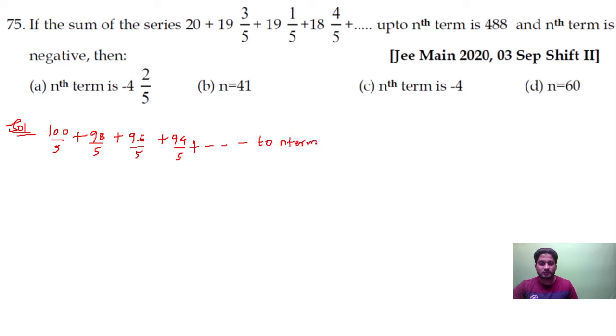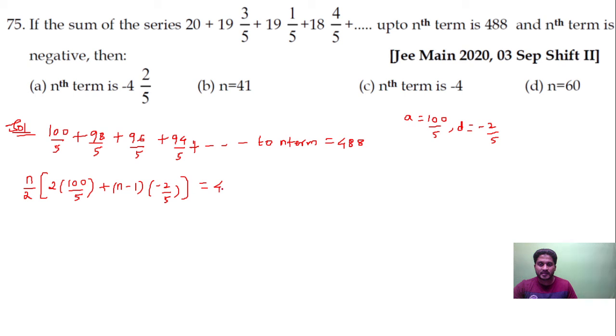The sum of the series is 488. The nth term is negative, then which of the following is true? This is an AP. If this is an AP, I will use the formula n by 2 into 2a plus n minus 1 into d. Now the first term is 100 by 5, or you write 20, no problem. The difference is minus 2 by 5. So this is n by 2 into 2a plus n minus 1, difference is minus 2 by 5, is equal to 488.